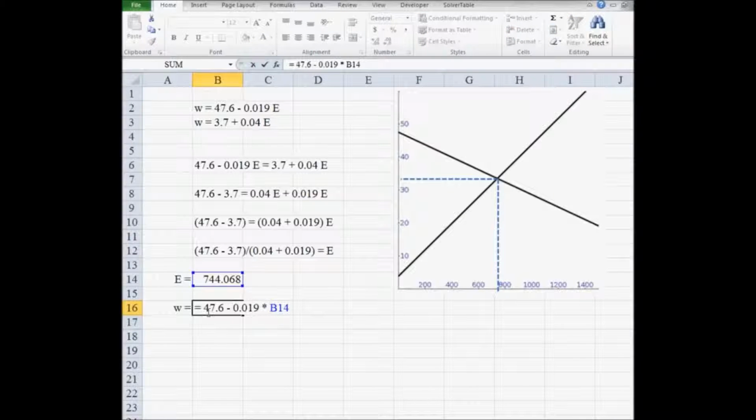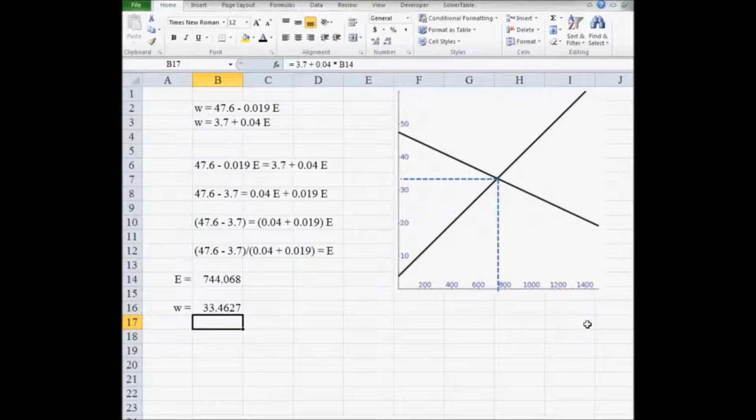To get the wage rate, I substitute the employment level into the demand curve. And when I do that, I get a wage rate of 33.4627, which to 2 decimal places is 33.46. I can double check that I did my work correctly by plugging the employment level at the equilibrium into the supply curve. And I get the same value to 2 decimal places.